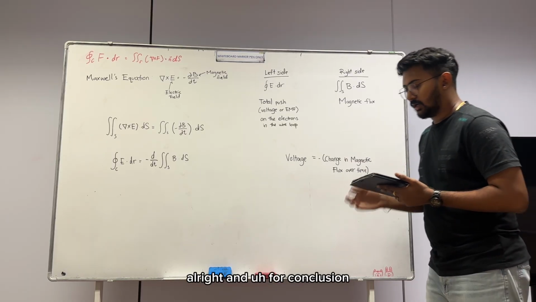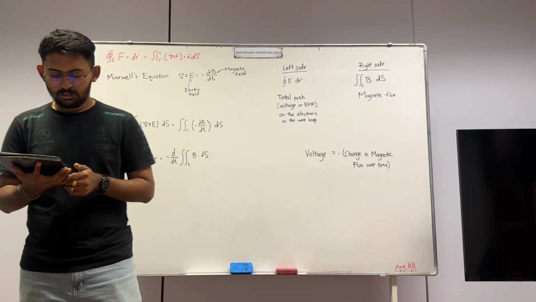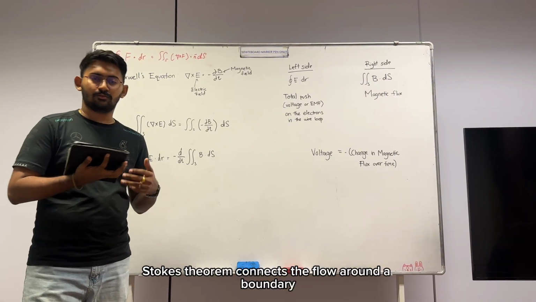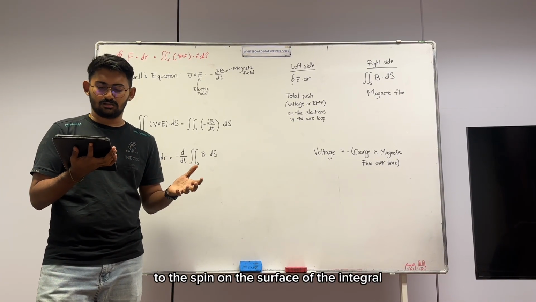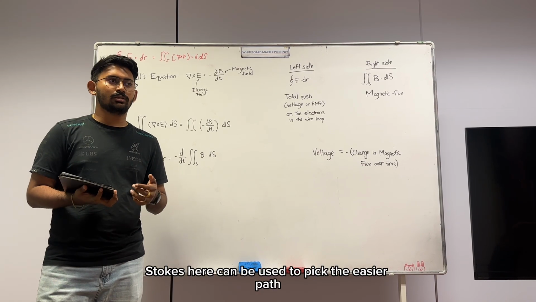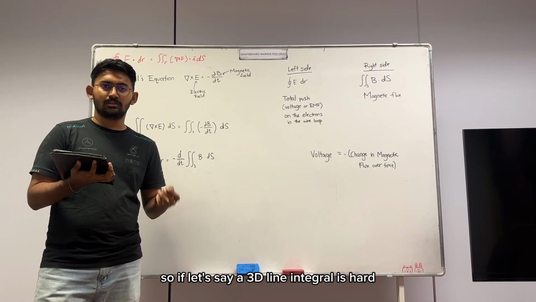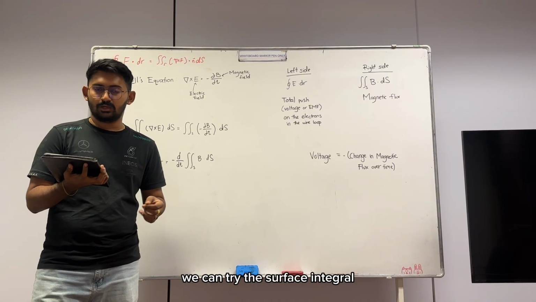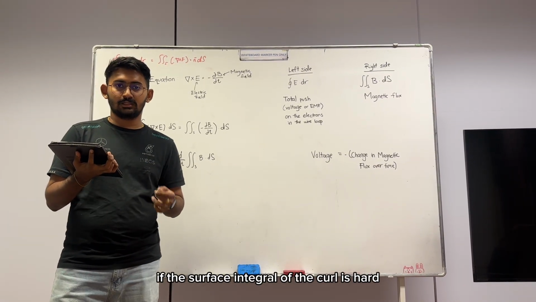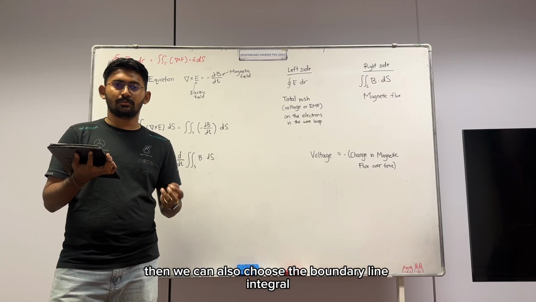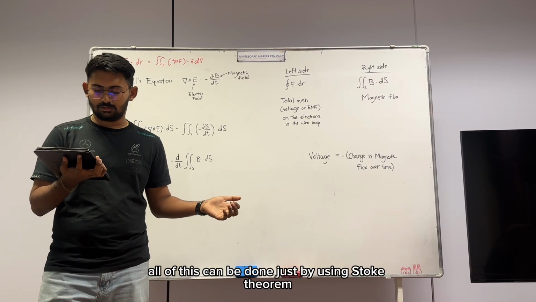For conclusion, Stokes' theorem connects the flow around a boundary to the spin on the surface of the integral. Stokes' theorem can be used to pick the easier path. So if a 3D line integral is hard, we can try the surface integral. If the surface integral of the curl is hard, then we can also choose the boundary line integral. All of this can be done just by using Stokes' theorem.